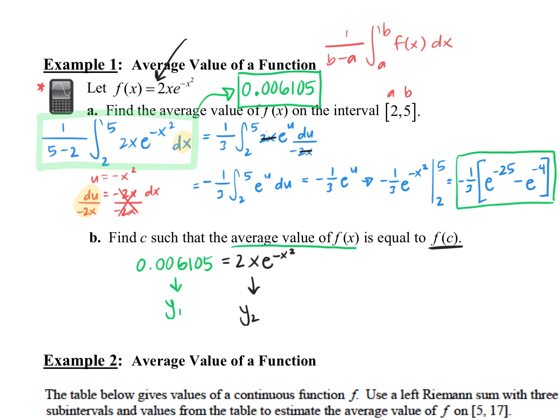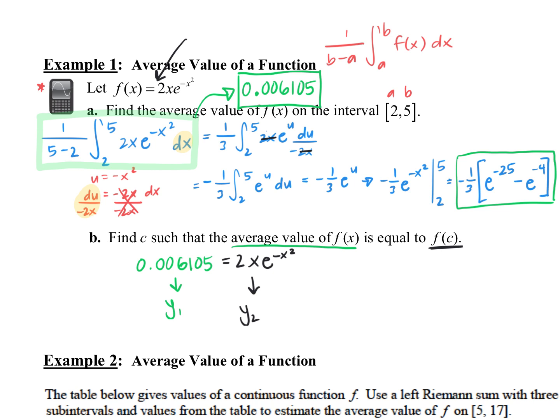This 0.006105. If I graphed the line y equals that number, where is it going to be? Very close to zero. It's going to be really, really close to that x-axis, right? So when we're looking at the graph, it might look like there's not a line there because it might look like it's on the x-axis.